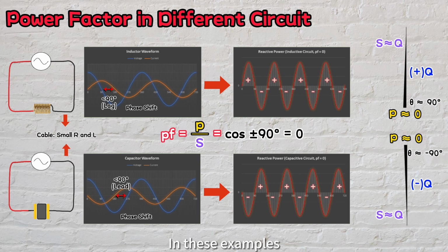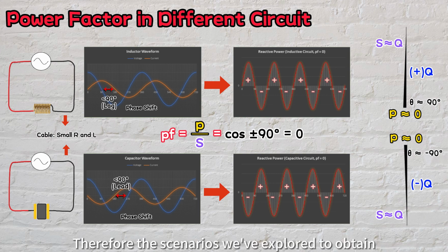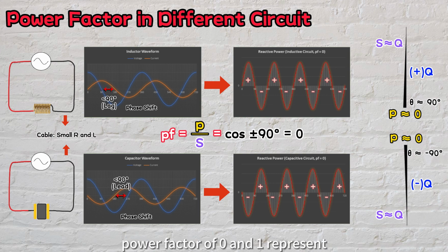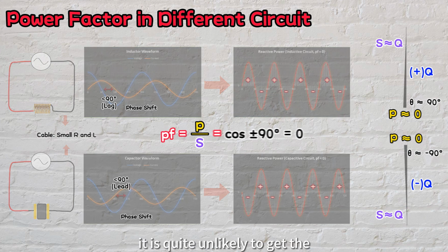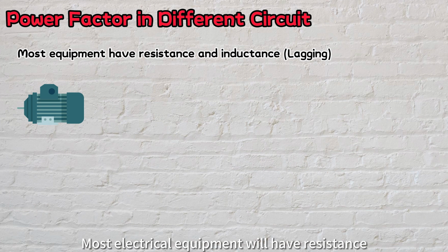In these examples, it is important to note that cables do possess very minor resistance and inductance. Therefore, the scenarios we've explored to obtain power factor of 0 and 1 represent ideal conditions. However, in practical scenarios, it is quite unlikely to get the extreme power factor near 0. Most electrical equipment will have resistance, and they tend to be lagging.